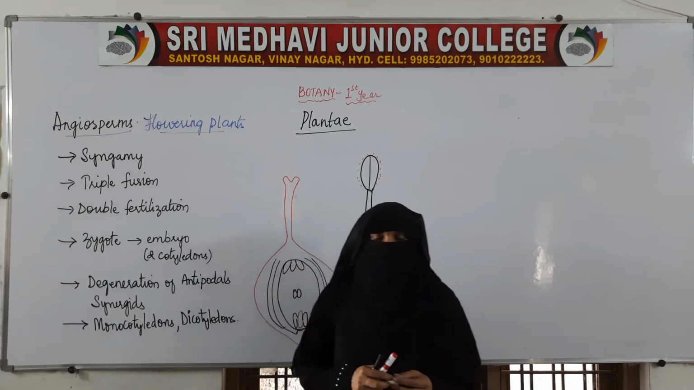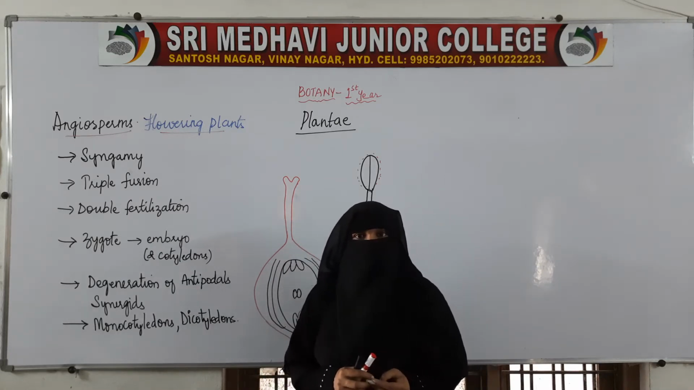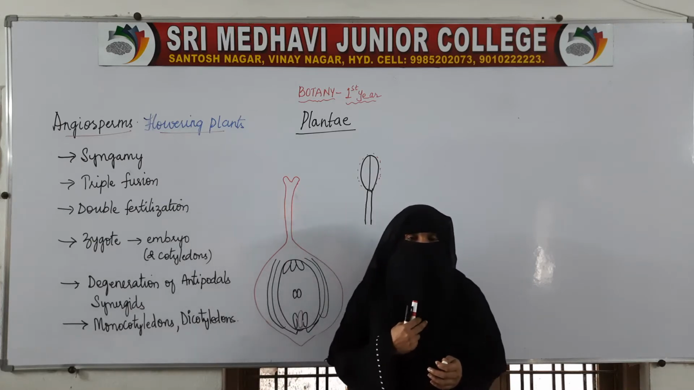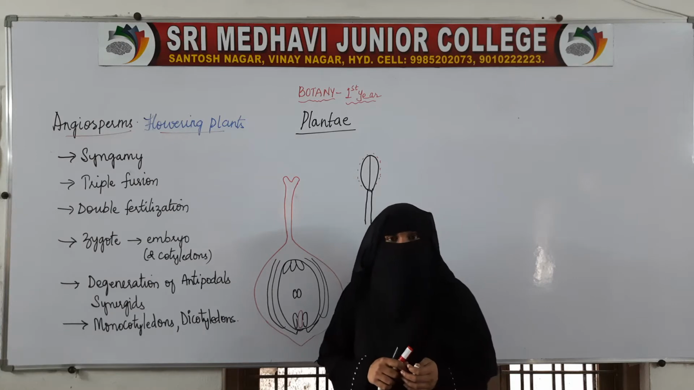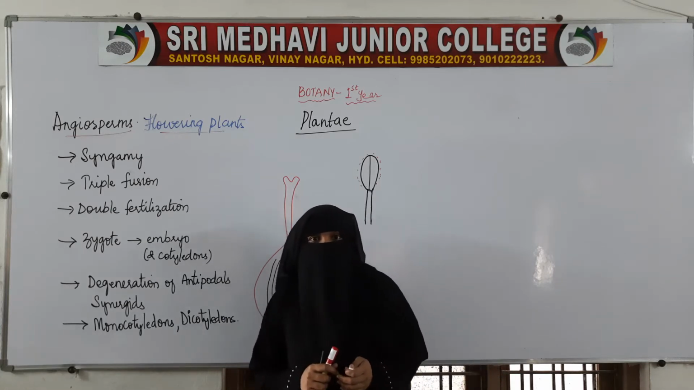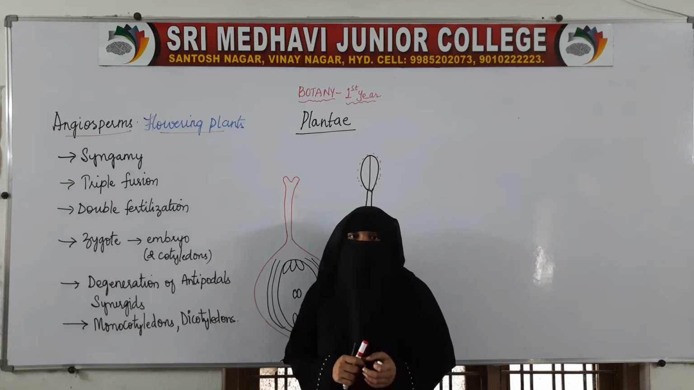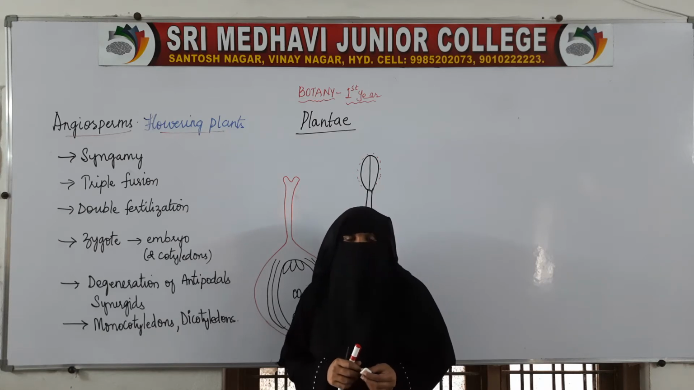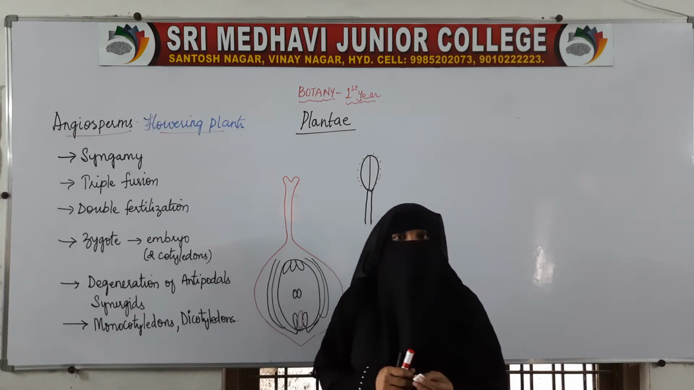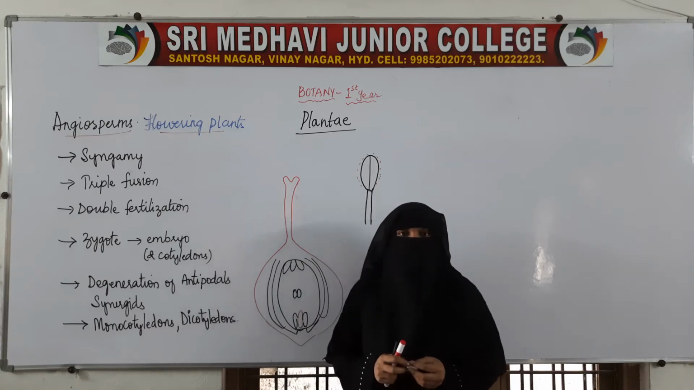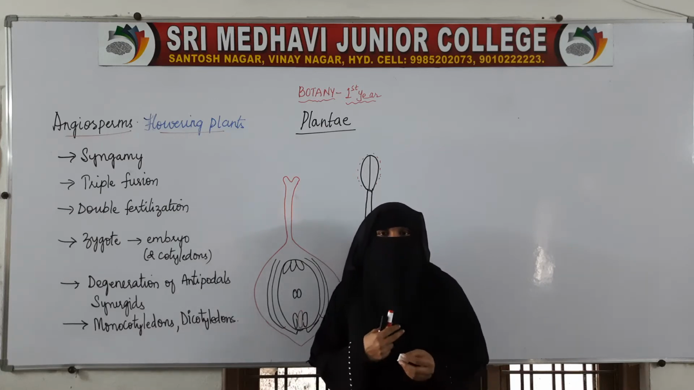Welcome everyone. We were discussing the different characteristics of angiosperms. A little introduction about angiosperms: in the last class we have seen that angiosperms are tracheophytes, that is, they have a proper vascular system. They are embryophytic, that is, the zygote will develop into an embryo. Then they are vascular, that is, they have a well developed vascular system. They are fruit bearing phanerogams, that is, flowering plants which also bear fruits.